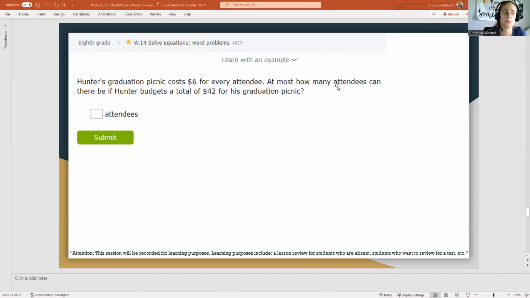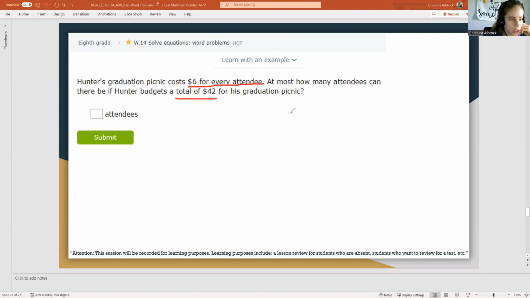Okay, let's try this problem. Hunter's graduation picnic costs $6 for every attendee. At most, how many attendees can be there if Hunter budgets a total of $42 for his graduation picnic? All right, so now let's read it again, see if we can find that important information. So it costs $6 for every attendee, every person. And it says at most, how many attendees can be there if Hunter budgets a total of $42?